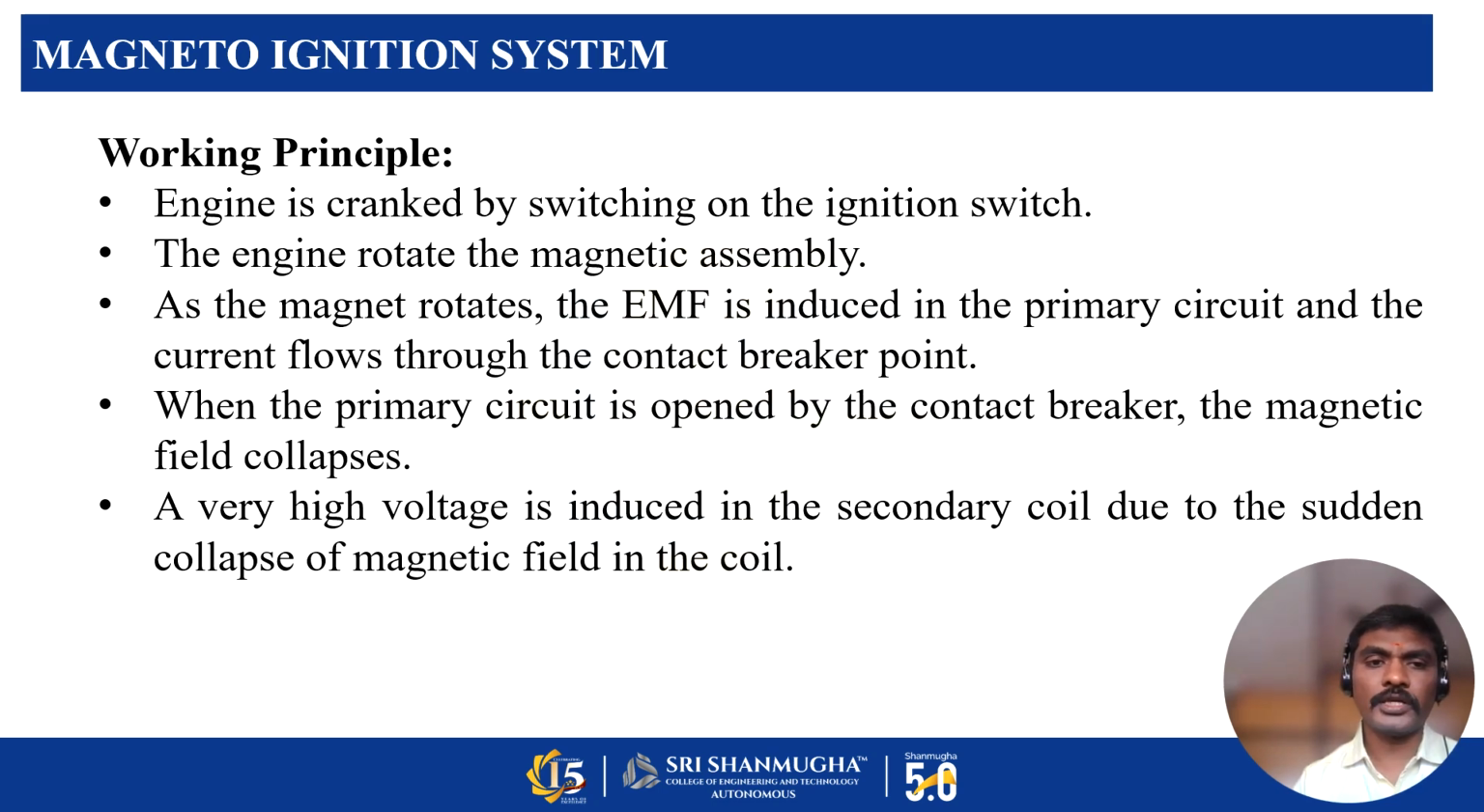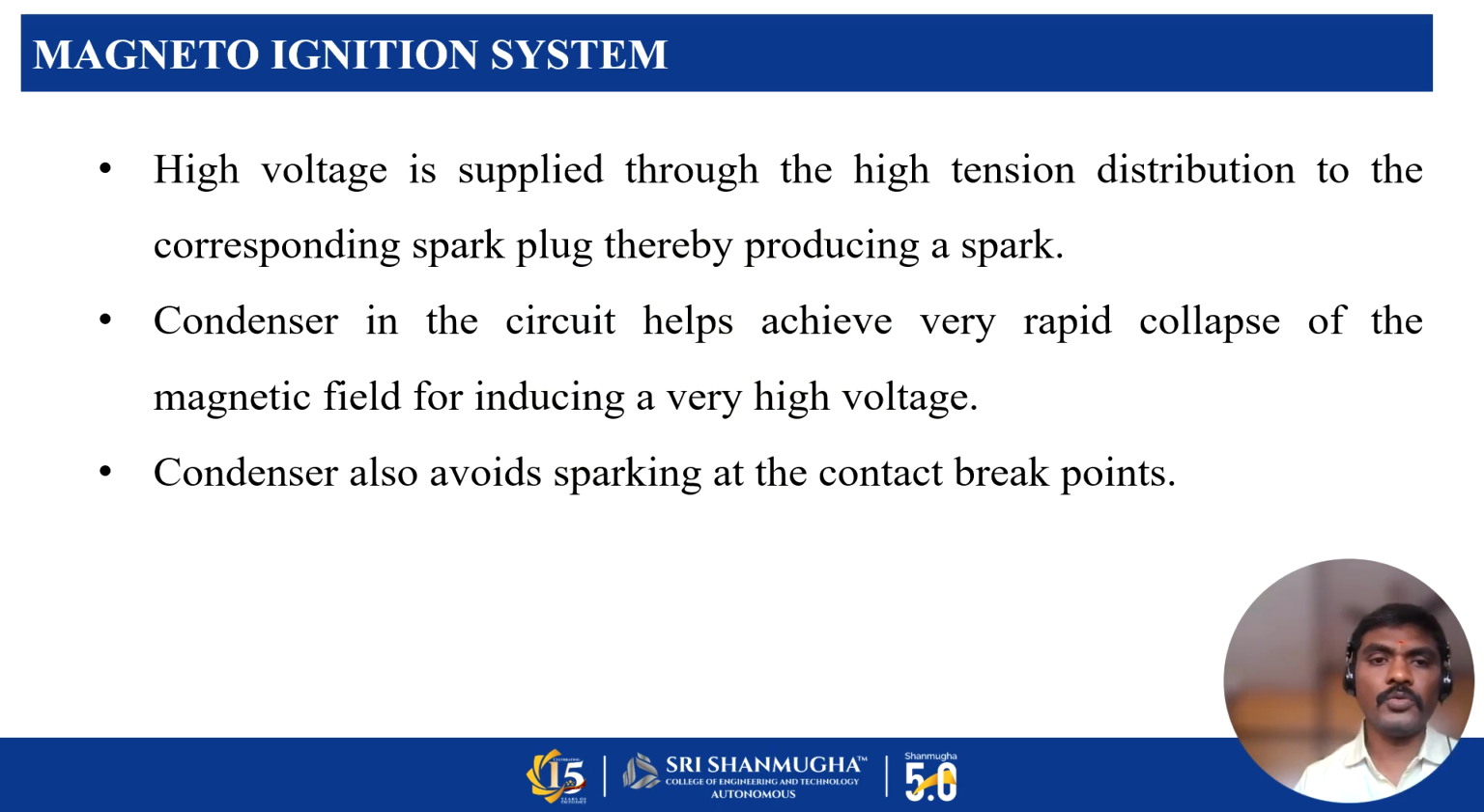So the working principle: the engine is cranked by switching on the ignition system. The engine rotates the magnet assembly. As the magnet rotates, the EMF is induced in the primary circuit and the current flows through the contact breaker point. When the primary circuit is opened by the contact breaker, the magnetic field collapses. A very high voltage is induced in the secondary coil due to the sudden collapse of the magnetic field. This high voltage is supplied through the high tension distribution to the corresponding spark plug, thereby producing a spark.